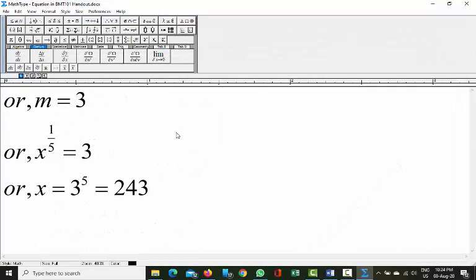Now let us solve this one, where m is equal to 3. The other value of m is 3. Again m is x to the power 1 by 5. If you move this power 1 by 5 to the right hand side, it will become 3 to the power 5. The power will be the reverse of that power. So 1 by 5 will become 5 by 1. So 5. So 3 to the power 5 is 243.